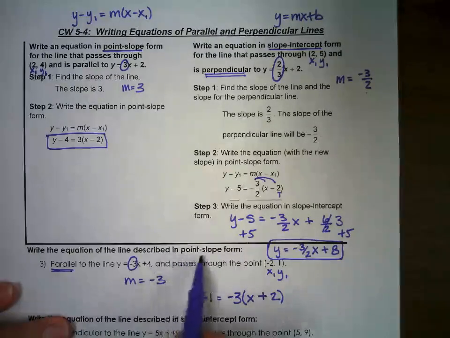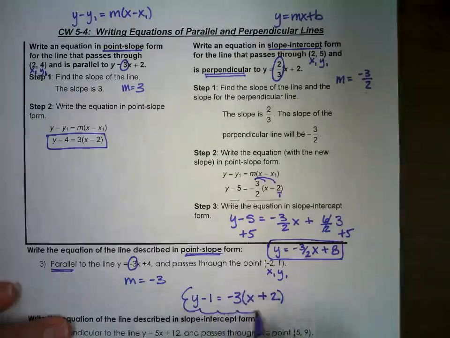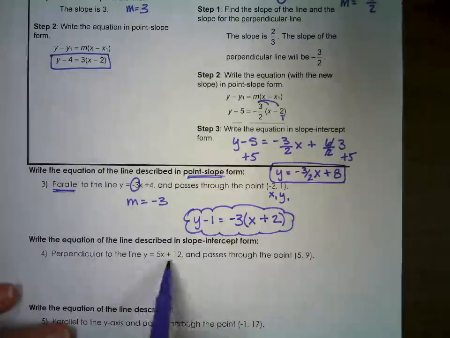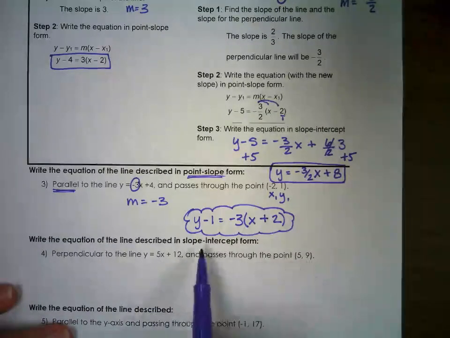And like I said, if they ask for point slope form, well, that's what I've got. I don't even have to do anything else to it. I'm done, right? Okay, now this one, they give me the line, they give me the point, but they ask for slope-intercept form. Well, I don't have an intercept.